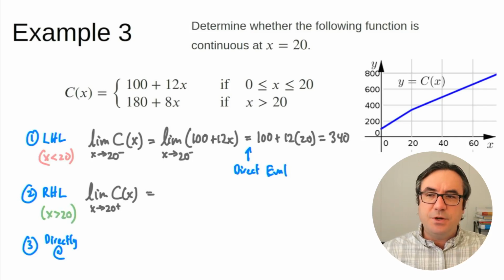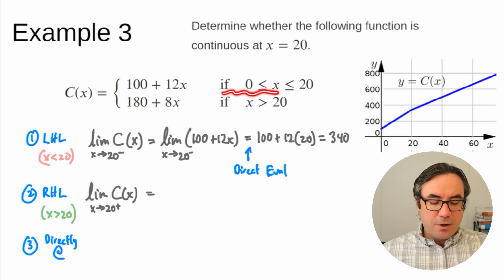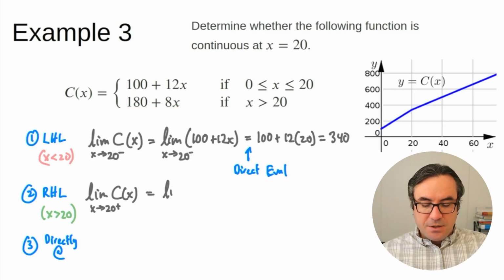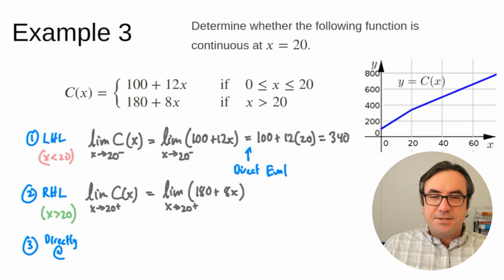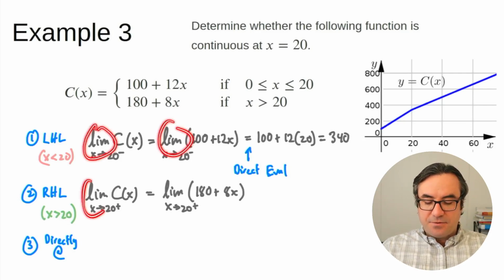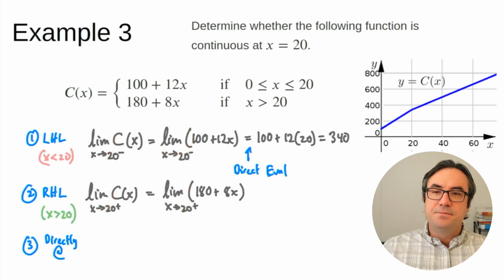So we have to decide which piece of our piecewise function to use. We go up to our two conditions here, and we see one that fits the description, x greater than 20. So for this, we're going to use the second piece. Then we just want to replace our formula with what that is: 180 plus 8x. Notice I got my limit signs in front. So we're doing limits here.